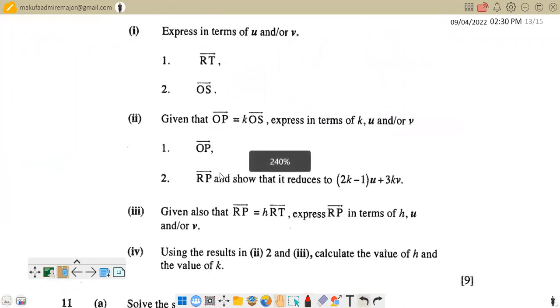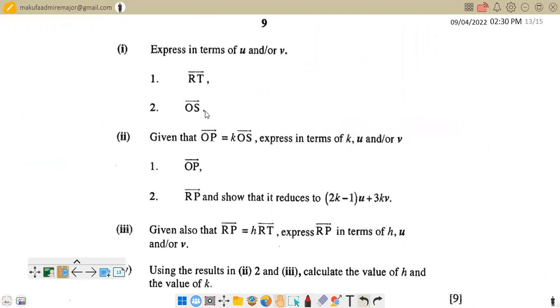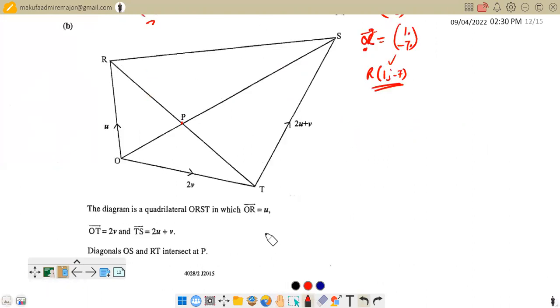Express in terms of U and V, vector RT. Okay, so that's the first question. We need vector RT. So let's get back there and see our vector RT. That is from R here to T. Which route am I going to take to find RT in this case? This is B1 item 1. So I'm just going to write it here, B1 like this. So for RT, I'm going to move from R to O, then O to T. That is the route that you're going to take.